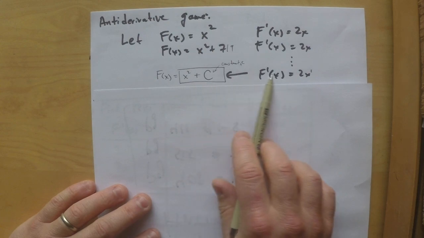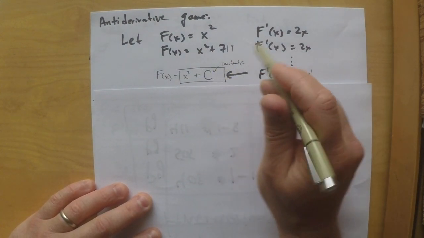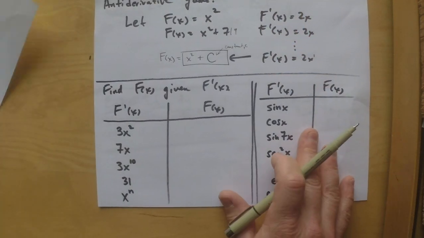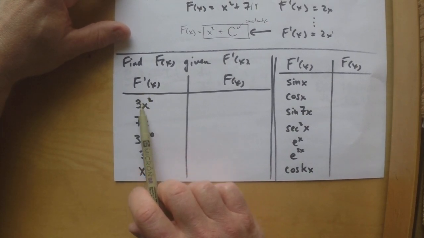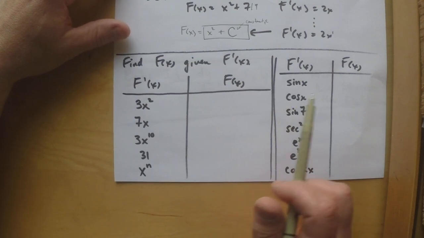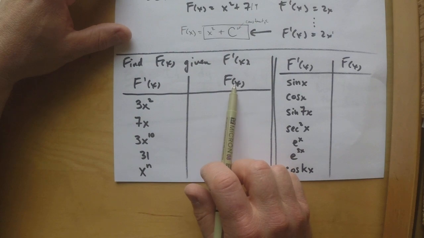Obviously going this way, no troubles. Done that so many times since the beginning of the course. Now we're going to go the other way, just using your wit. So here's the game. Here are a bunch of derivatives. What was the original function? So this is big F prime. So what is big F?